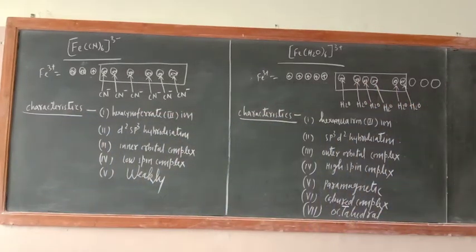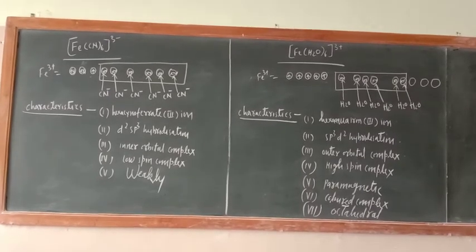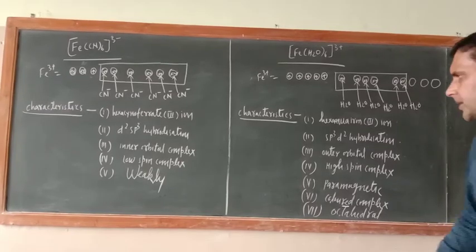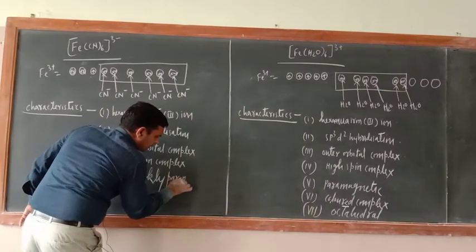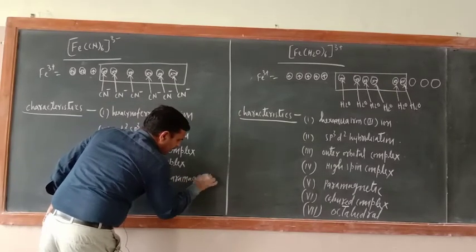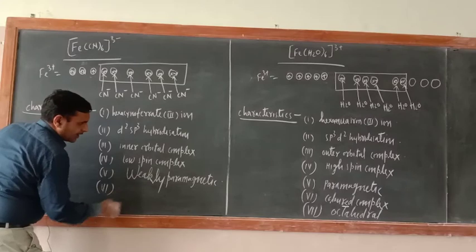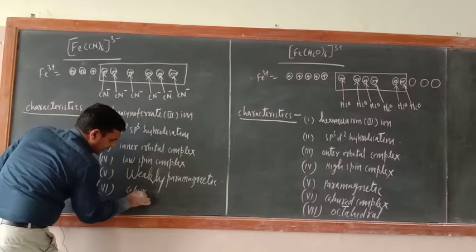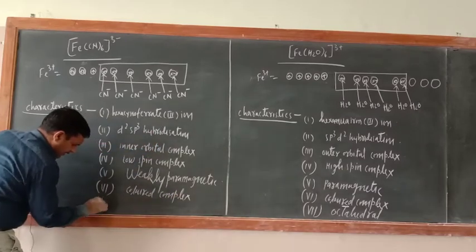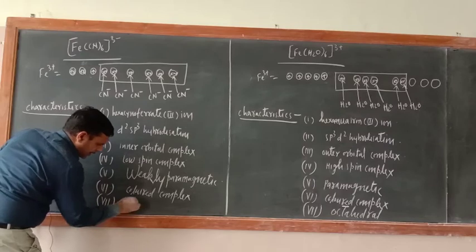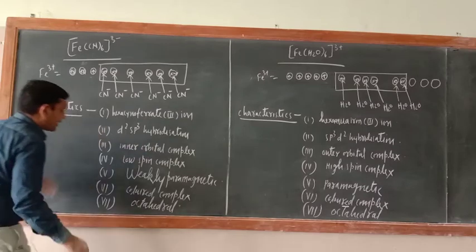Correct, there is no problem. So weakly paramagnetic. Just write here weakly paramagnetic. What is the next one? Colored complex only. Colored complex, because one unpaired electron is there. Next one is octahedral. Okay, so just make the shape here.